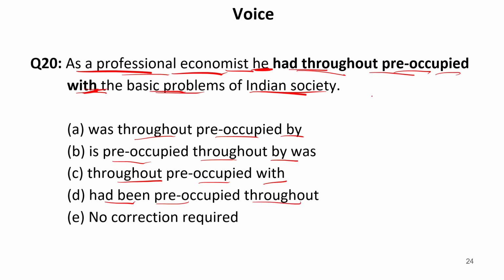Had been preoccupied throughout. Now, if we see this person, he had throughout preoccupied with the basic problems of Indian society. So he does not contain all these things. He's not the one to contain all the basic problems of society. In fact, he was preoccupied by. So the first option is correct. That is, our answer is A. So the correct sentence will be.